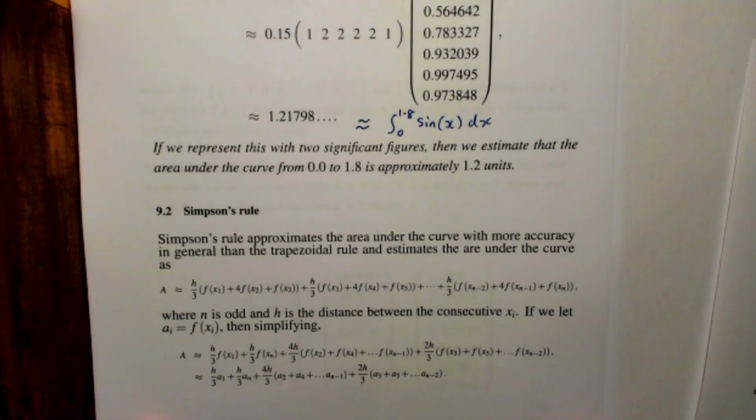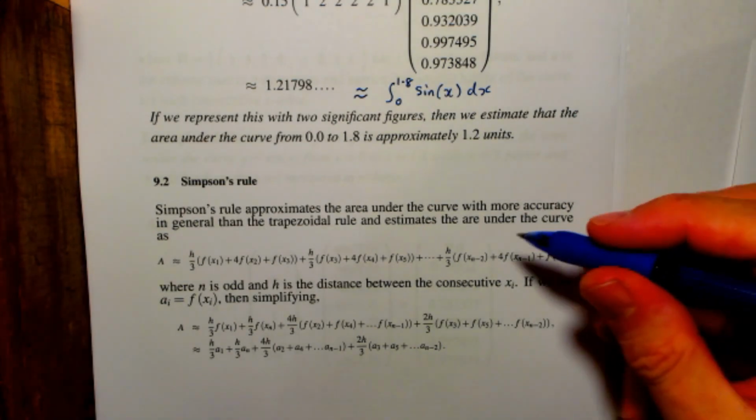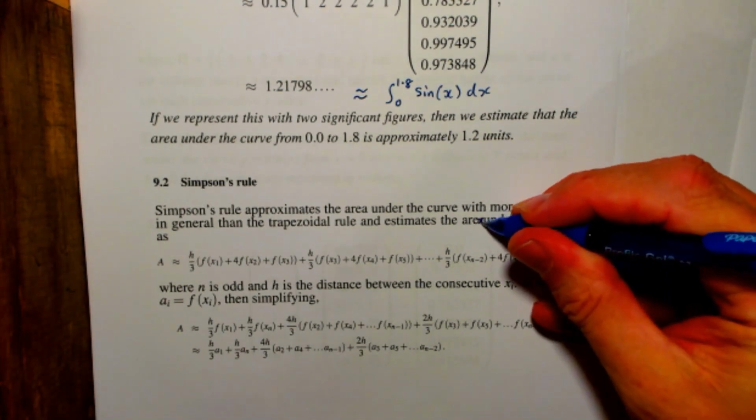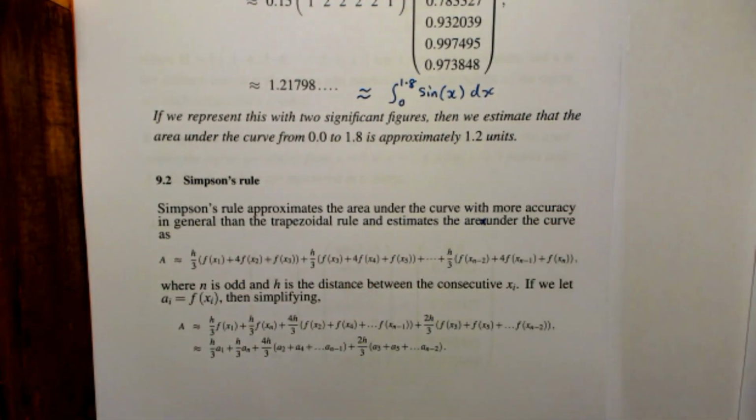All right, so let's move on and look at another rule. So a slightly better rule because you get more accuracy, as in the error is less in the approximation. So that's Simpson's rule. It approximates the area under the curve with more accuracy in general than the trapezoidal rule, and estimates the area under the curve as this. But let's write something out by hand here.